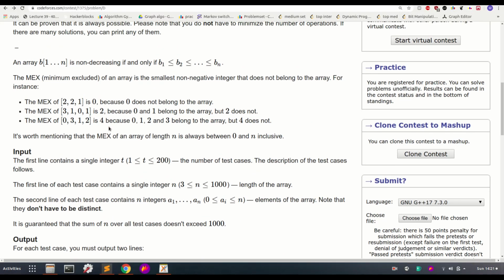So here are some of the examples that are given. In this array we can see that the minimum excluded is going to be 0. In this one it is 2 because 0 and 1 are already there, and in this one it is 4 because 0, 1, 2, 3 all are present in this array.